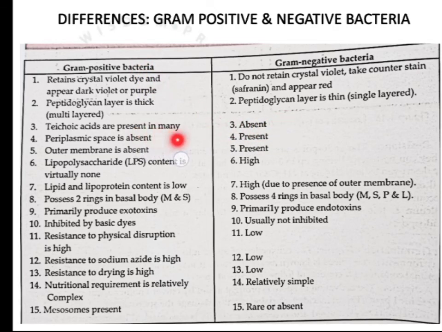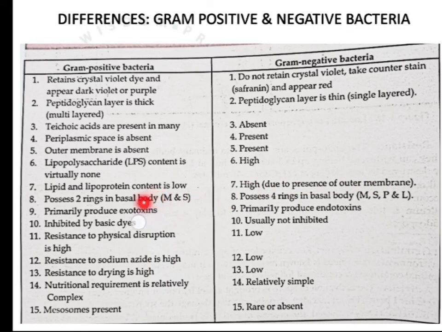The periplasmic space is absent in gram-positive bacteria, but it is present in gram-negative bacteria. An outer membrane is absent in gram-positive bacteria, and it is present in gram-negative bacteria. Lipopolysaccharide content is virtually none in gram-positive bacteria. It is high in gram-negative bacteria. Lipid and lipoprotein content is very low in gram-positive bacteria. It is high in gram-negative bacteria.